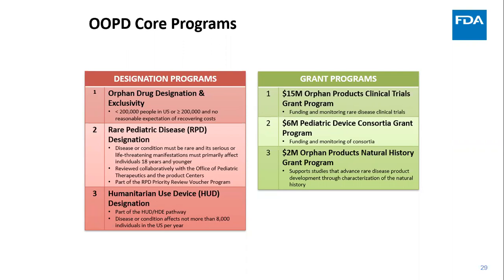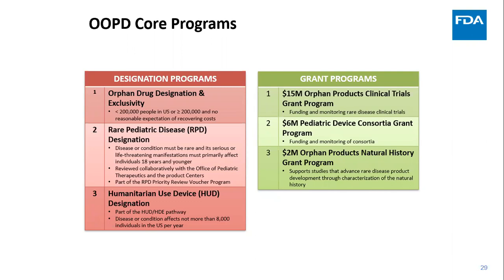The Office of Orphan Products Development works collaboratively with the Office of Pediatric Therapeutics and the Product Center as part of the Rare Pediatric Disease Priority Review Voucher Program. Third, the Humanitarian Use Device Designation is part of the HUD HDE pathway and is for diseases or conditions that affect not more than 8,000 individuals in the United States per year.